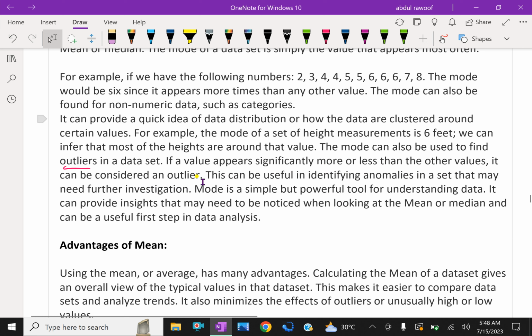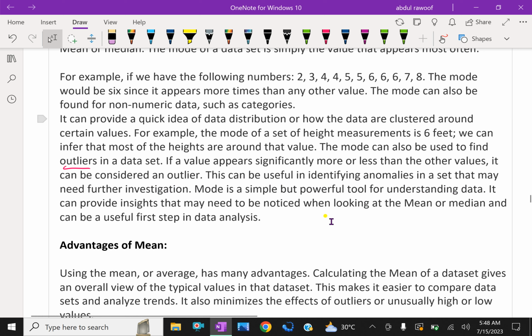That means in a data set, some number is not in between the data sets, it is clustered out. That means it is an outlier. It means more higher or more least. This can be useful in identifying anomalies in a set that may need further investigation.